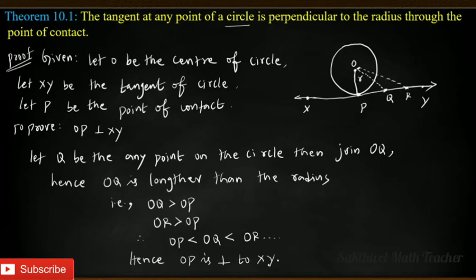Like that you complete. So this is this line. So we are writing OQ greater than OP, OR greater than OP, and OP less than OQ less than OR, etc. Through that only we are telling OP is perpendicular to XY. Understand? So these things you have to understand. This is one of the important things. Okay, now we'll go based on this.